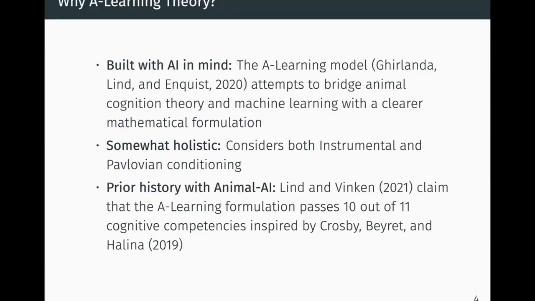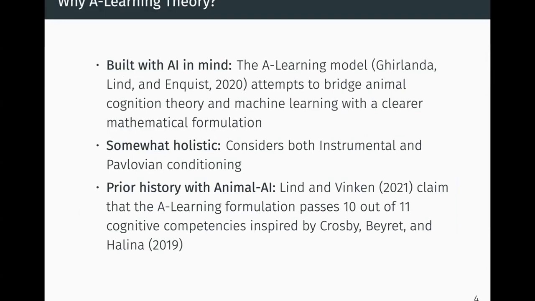So a bit of background on why we selected this learning model. It was proposed quite recently, and it is an attempt to bridge the gap between animal cognition theory and machine learning. It has a very clear mathematical formulation, as you will see.